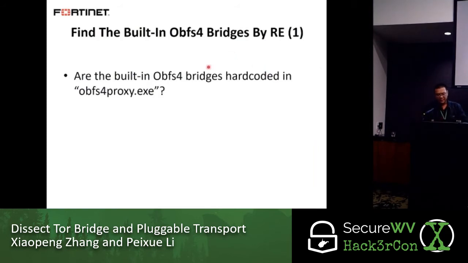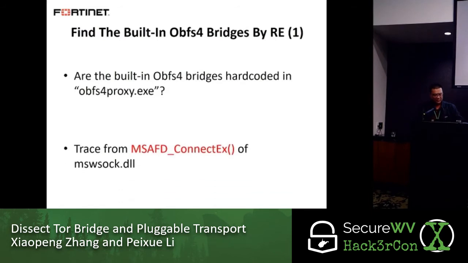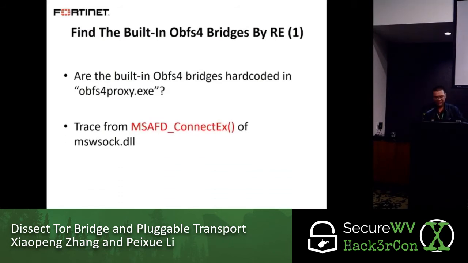Okay, I started analyzing the built-in OBFS4 bridges by finding them. Originally, I thought they might be hard-coded in OBFS4Proxy.exe because the connections were from it to the OBFS4 bridge relay. But actually, I was wrong. Let's go on and see where they are from. I set a breakpoint on the API connect function in the debugger, which is often called to make TCP connections, but it's never triggered. After deep analysis, I found that it uses this function from this library to make TCP connections to the OBFS4 bridge relay.